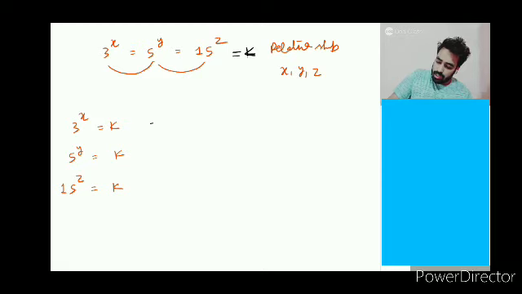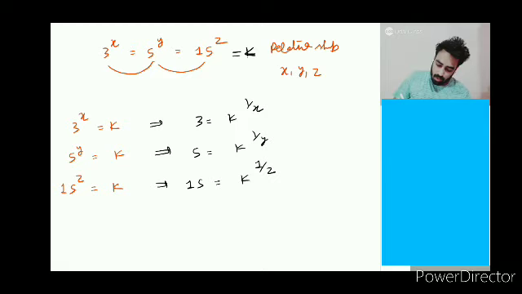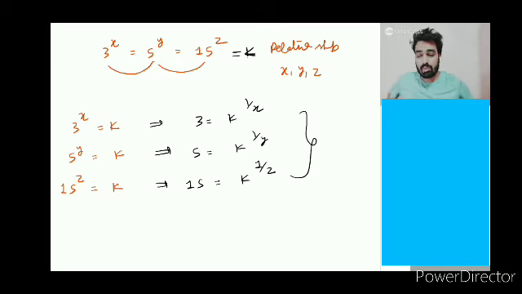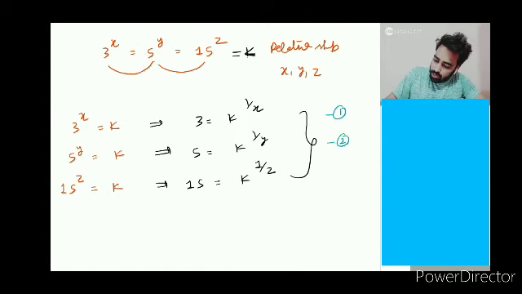So in other words, I can write 3 value as k power 1 by x, 5 value is k power 1 by y, and 15 value is k power 1 by z. Yes or no? Just now we have learned the law. स्क्रीनशॉट ले लेना, अच्छा क्वेश्चन है, भूल जाओगे. ठीक है, अब ध्यान देना कि I can write that this is equation 1, 2, 3.